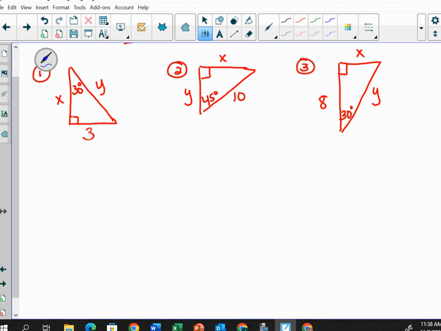All right, guys, let's go through these. In number 1, I gave you the short leg. That's the easiest kind of problem, because to get the long leg, which is x, you just take the short leg times root 3. And to get the hypotenuse, what do we do? Yeah, short leg times 2. So that should have been your answers for number 1.